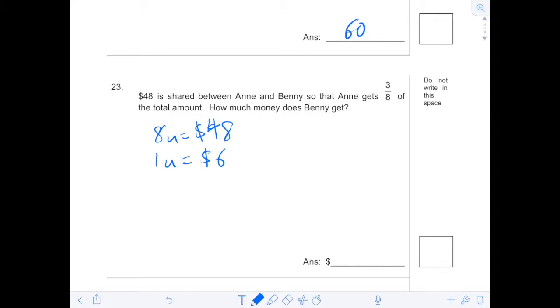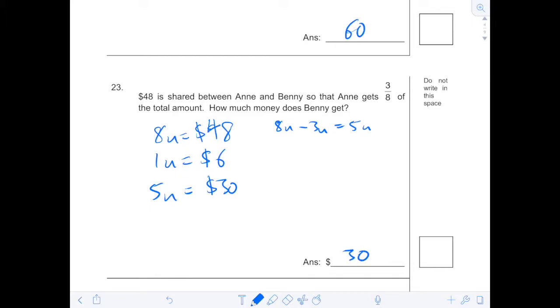Once you get 1 unit equals $6, how much money does Benny get? Benny got 8, the total of 8 units minus the 3 units that N had, so he had 5 units. So 5 units will be equal to $30. That's what Benny got.